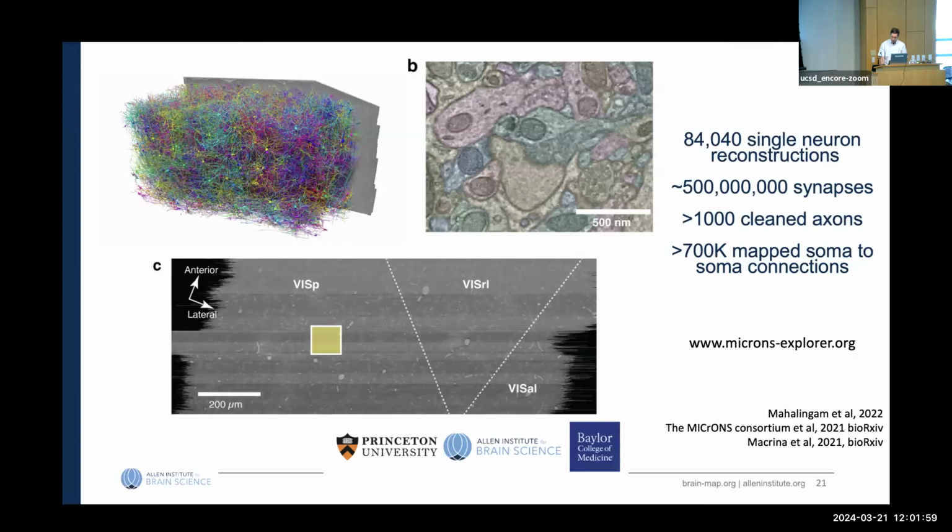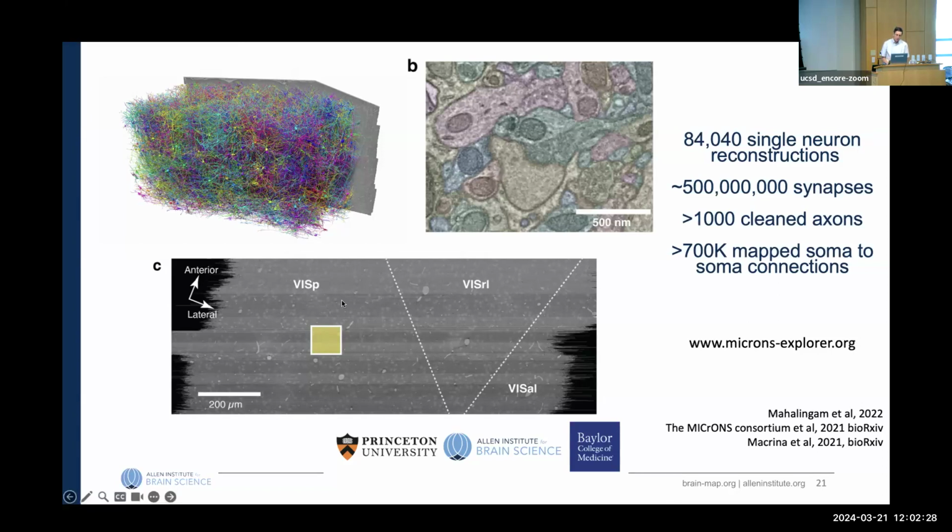And using this kind of pipeline, it was a combination of the main participants: Princeton, Sebastian Seung's group, Andreas Tolias from Baylor, and our group from the Allen Institute. The reconstructions, using the software pioneered in Sebastian's group, produced about 84,000 reconstructions with 500 million synapses.